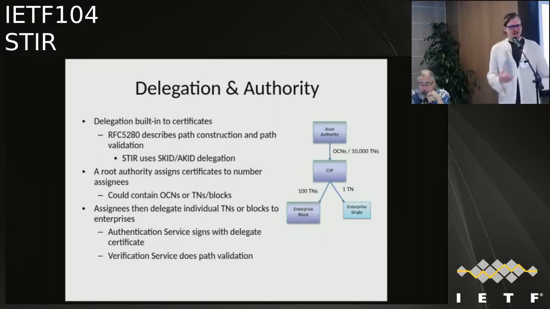And we have a concept that there can be sub-delegations built into this as well. So you can imagine under that 100 TN enterprise block, that enterprise can in turn sub-delegate to an entity like a single one of those TNs, or maybe regionally distribute them or whatever. And the notion is once we have these delegated certificates, authentication services in STIR will sign with them. It pretty much will work just like STIR always works. It's just a cert. The difference is the verification service then needs to, when it gets this thing signed by this delegate certificate, evaluate the certificate chain and figure out path validation for it.